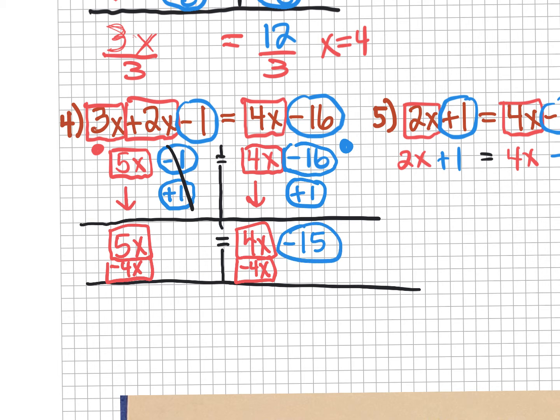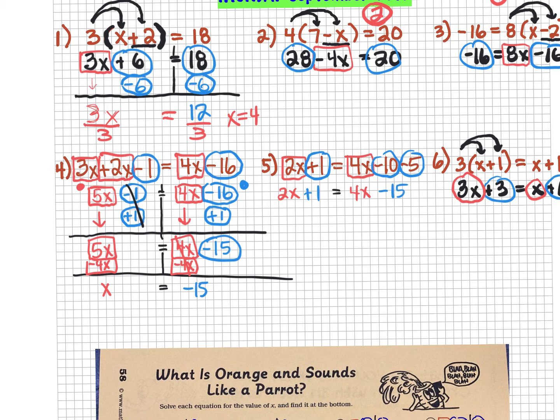Okay, let's see. Those cancel out, and we get 5x's minus 4x's is just 1x equals negative 15. This one's cool because there is no number in front of the x, so we don't have to do top versus bottom. We're done.